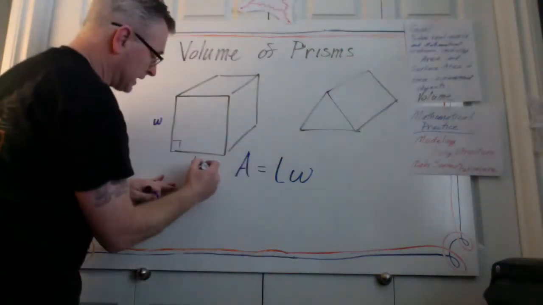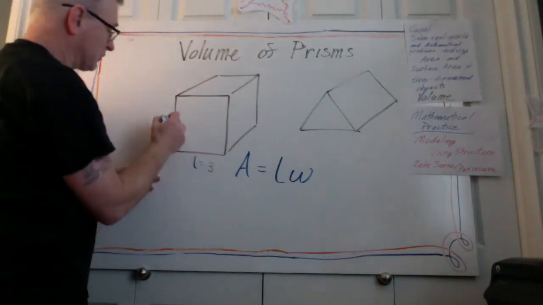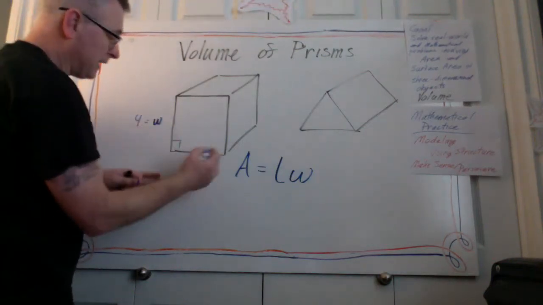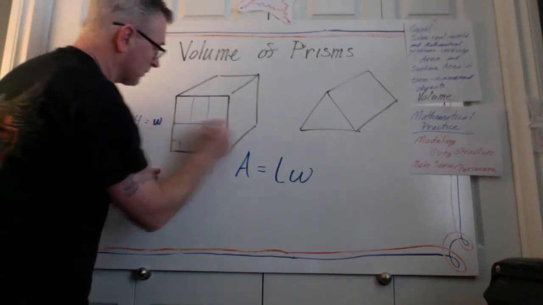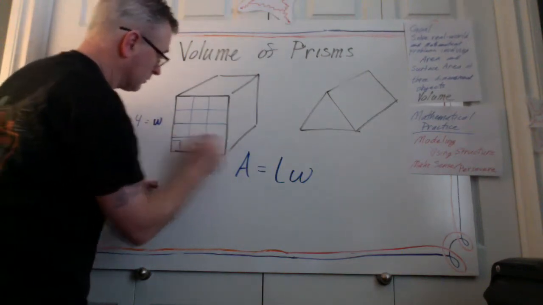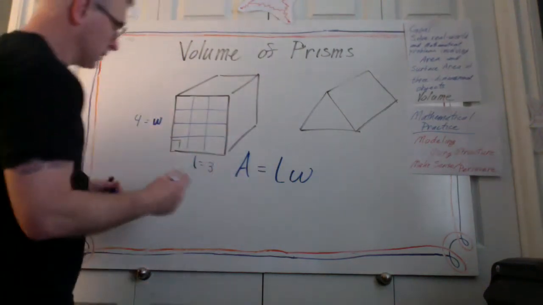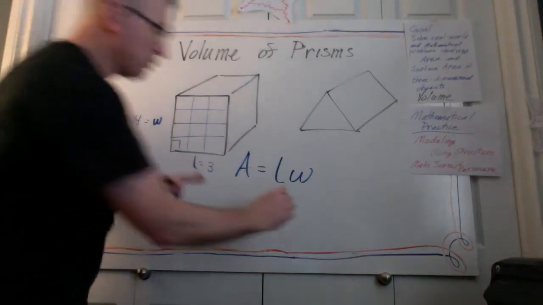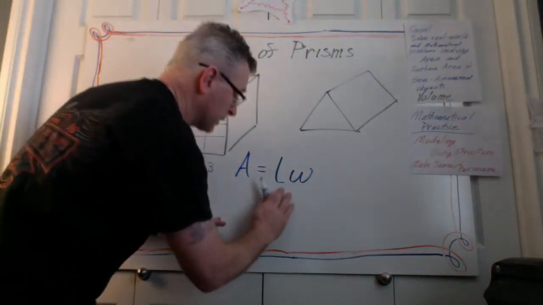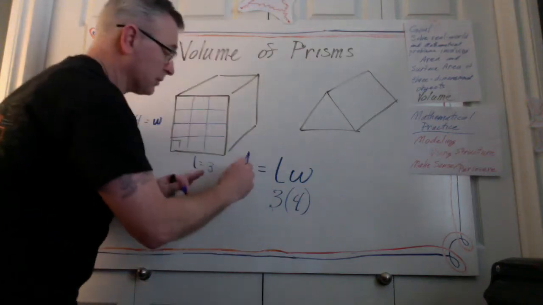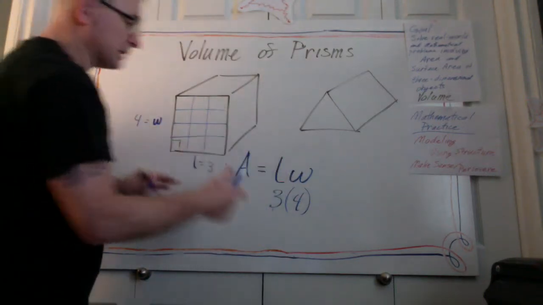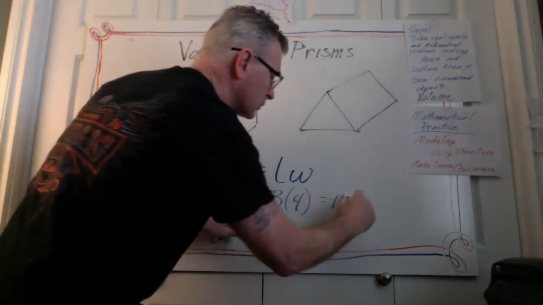So if, let's say, length was 3 and width was 4, that means that this is 3 wide and this is 4 tall. Well, this drawing's working out a little better than I thought it would. So 3 times 4, so this is 12. So this would be 3 here, and this would be 4. And so my area of the front of this thing is 3 times 4, or 12.